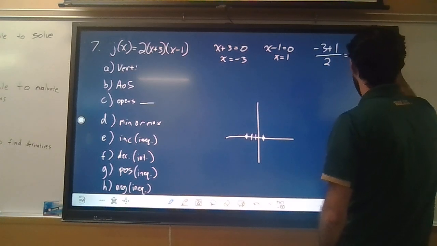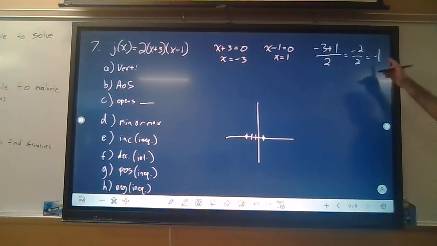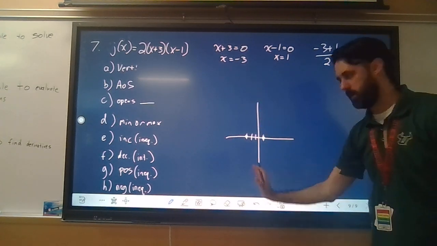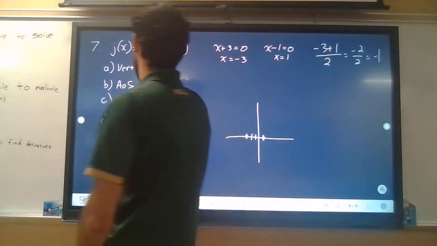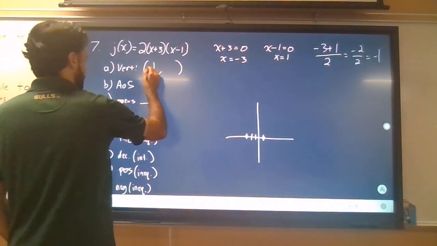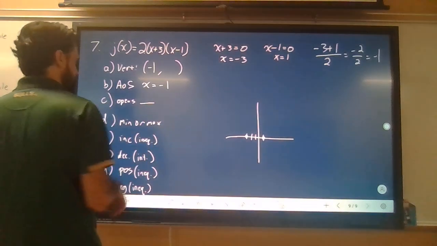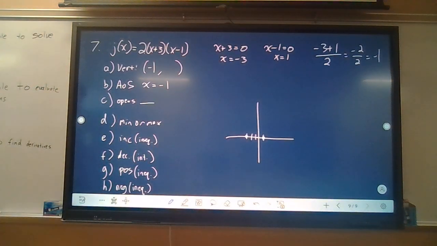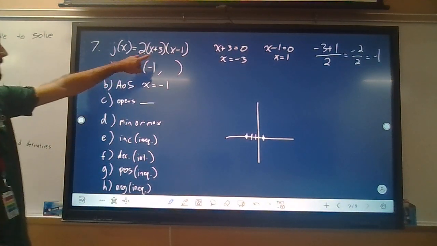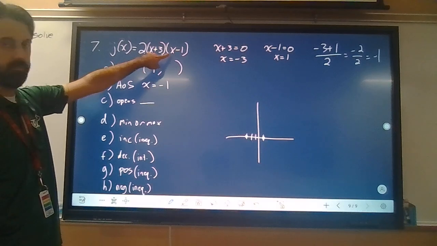-2 over 2 is -1. That is the x coordinate. We don't know where to put the y coordinate yet, but it's going to be somewhere where x is -1. That also gives us the axis of symmetry as x equals -1.